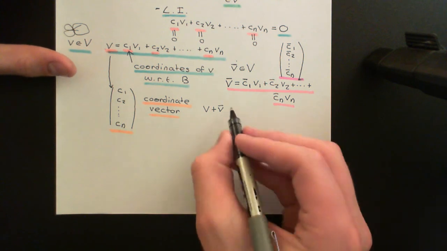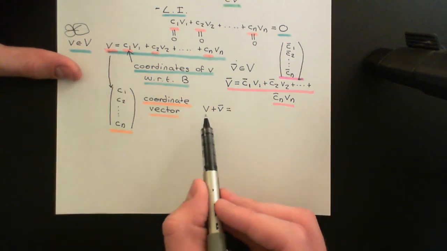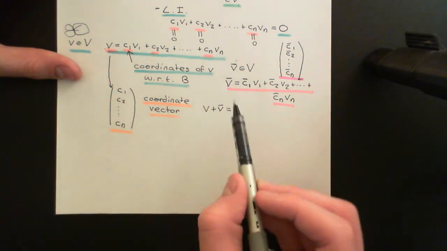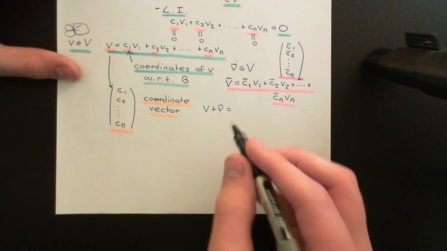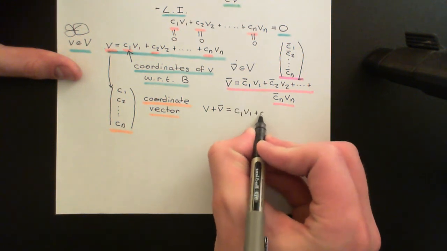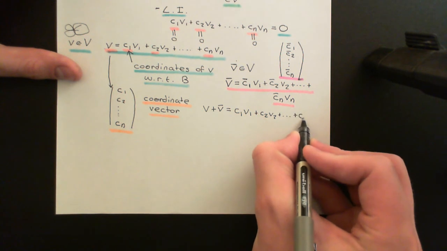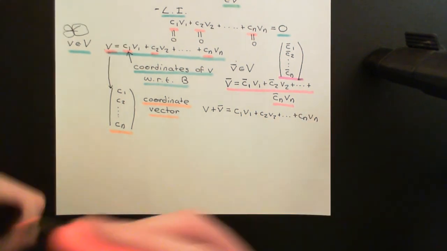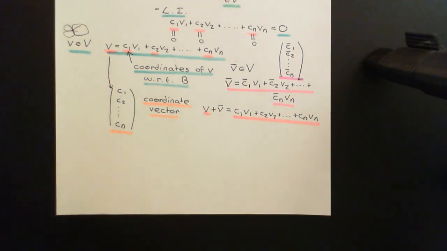Okay, so v plus v bar then, what is it? Well, obviously I can write v as its linear combination of the basis vectors, and I can also do that for v bar. There's nothing wrong with doing that. So I can rewrite this as c1 v1 plus c2 v2 plus all the way up until you get cn vn. So that's v here, and I'll color code it in. So this is our linear combination of the basis vectors that gives v.